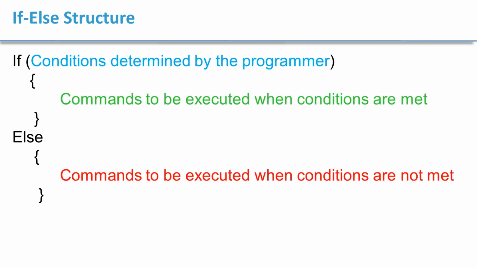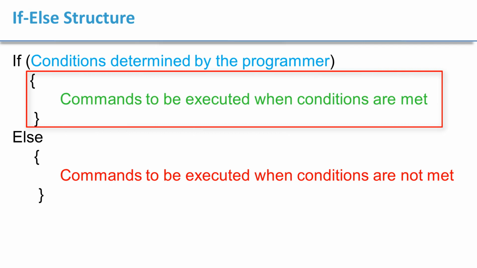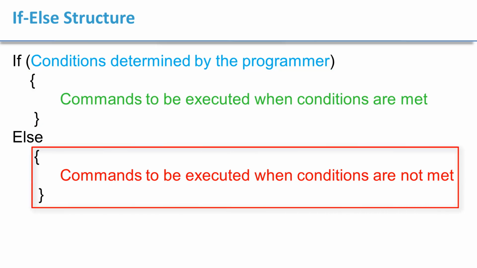Let's examine the if-else code structure. The conditions determined by the programmer are written inside the parentheses after the if statement. We can write as many conditions as we want here. For instance, here we can design commands based on both temperature and humidity readings. When the conditions specified within the parentheses of the if block are met, the commands within the curly braces below will be executed. If the conditions are not met, the commands in the else block will execute.